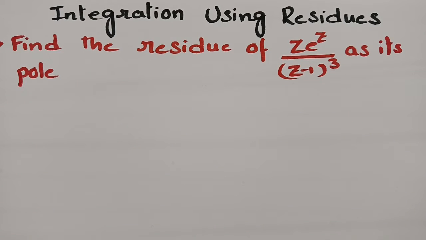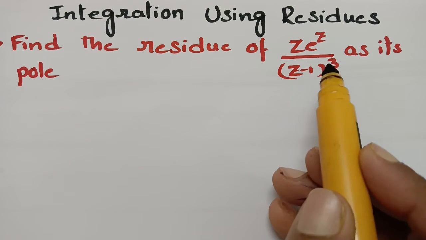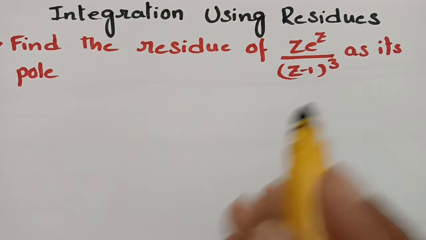Today's video is on integration using residues. In today's video, we are going to find the residue of the function z into e power z by (z minus 1) cube at its pole.